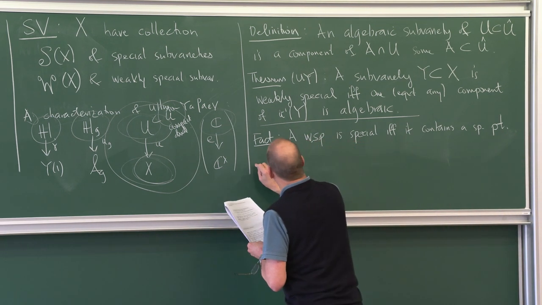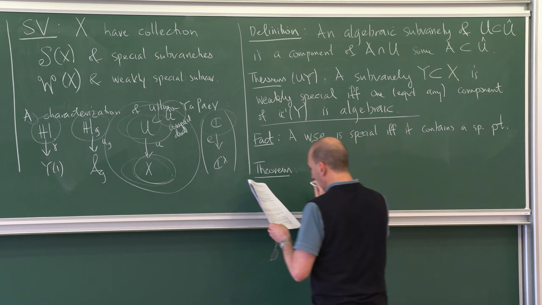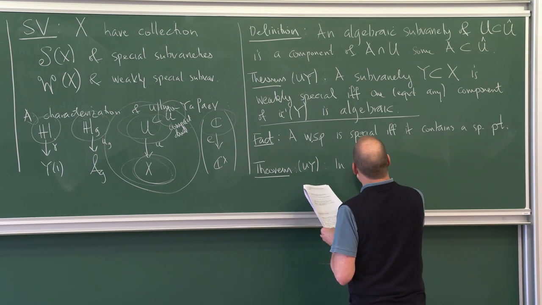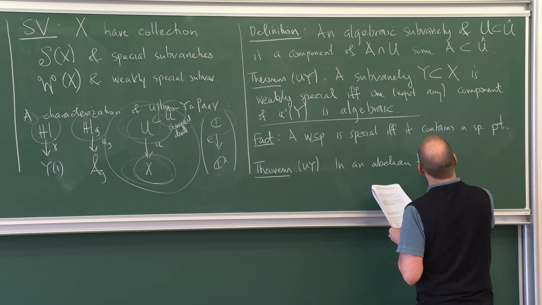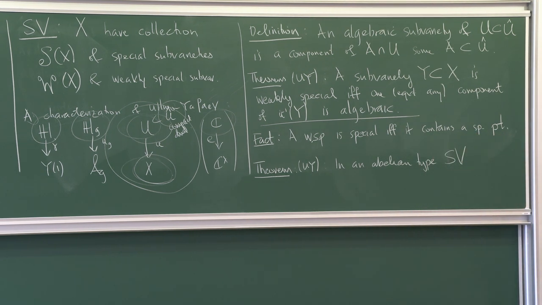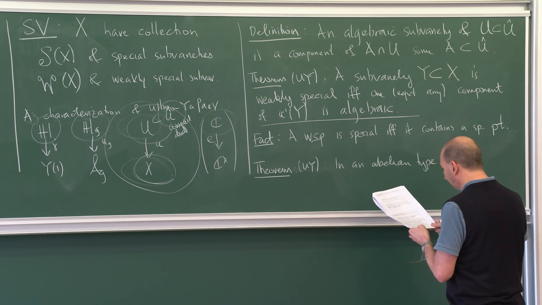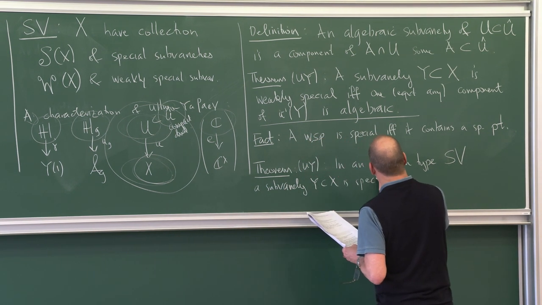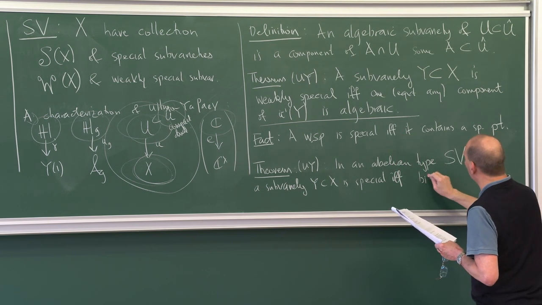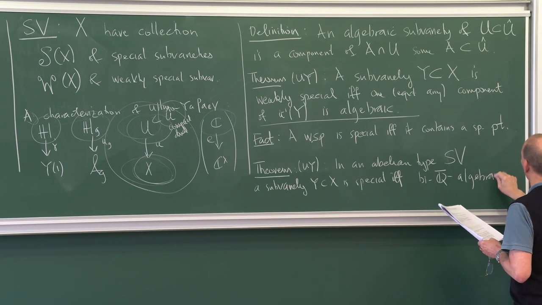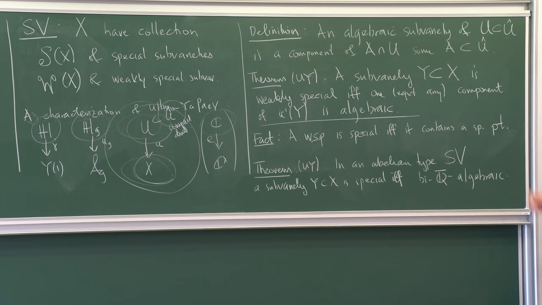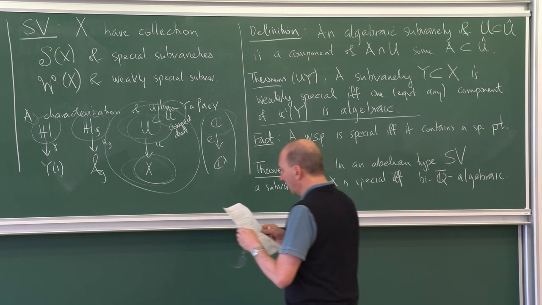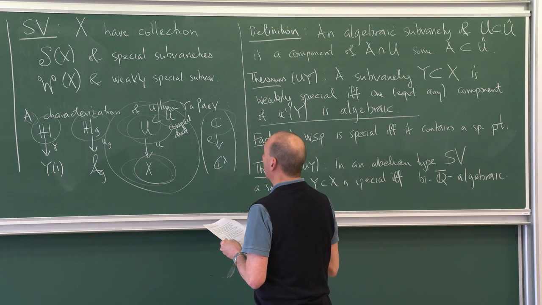So that means that this theorem can be sharpened in those cases. So this is also true in an abelian type: a subvariety Y of X is special, either a sub-AG or a special subvariety, or one that's somehow comparable to that, if and only if it is what you might call bi-Q-bar algebraic. That is, Y is defined over Q-bar, and one, or equivalently all, of the components of its pre-image are algebraic subvarieties of the symmetric domain defined over Q-bar.